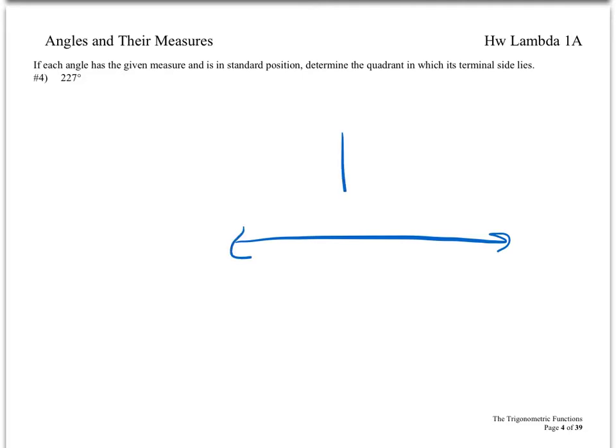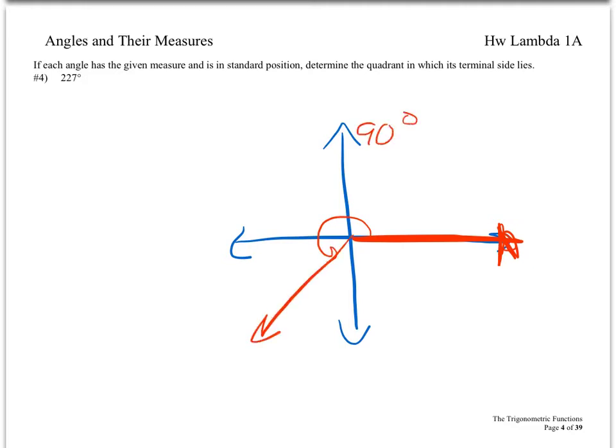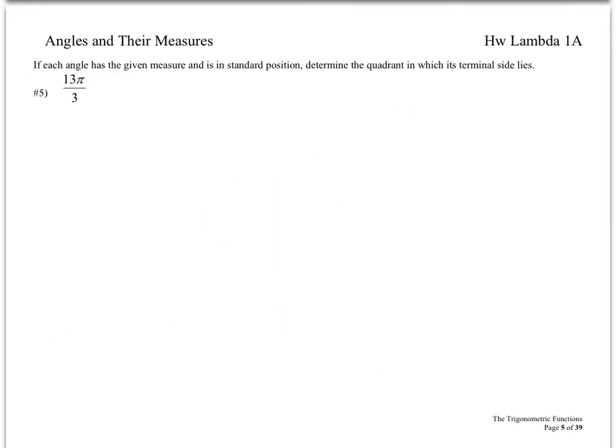Where is the terminal side of angle 227 if the initial side is on the positive x-axis? So here's the initial side. It's going to put us in quadrant 3, because this is 90, 180, 270. This over here is 0 degrees and 360 degrees. 227 is between 180 and 270. So it's quadrant 3.